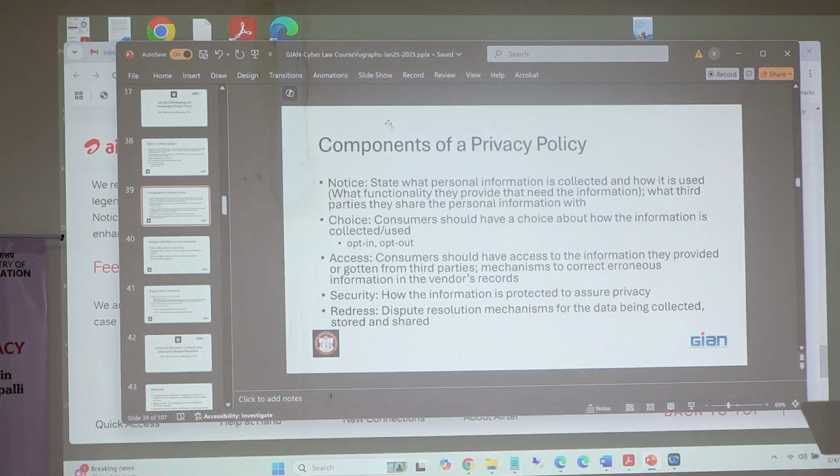Notice, choice, access, security, redress. So all in all, it's a very reasonable privacy policy. But there are places where there is some concern: why are they collecting it? But at least they are sharing with you what they are collecting. Any question on that? So it will pass my idea of a decent privacy policy, but it could be better.